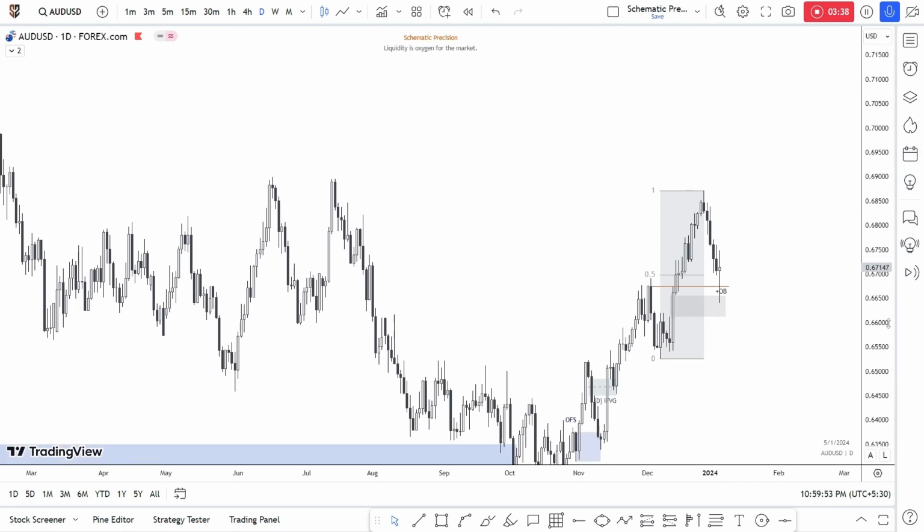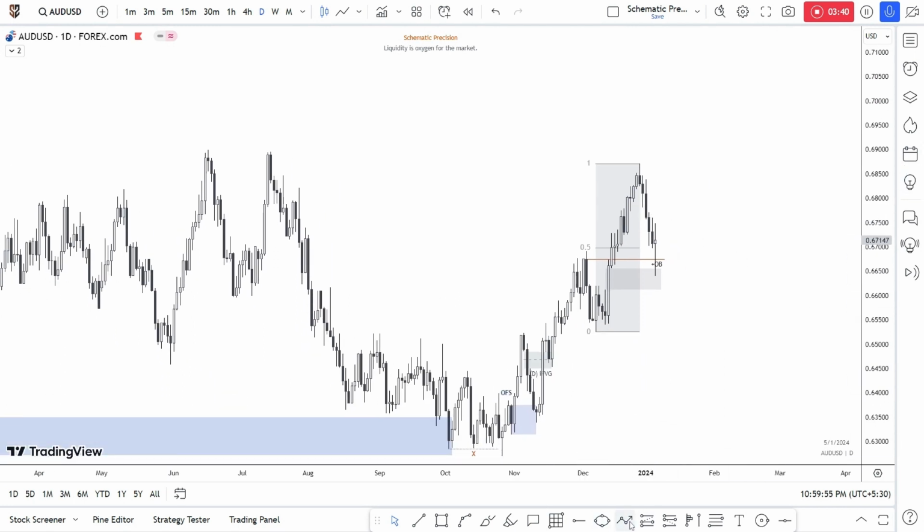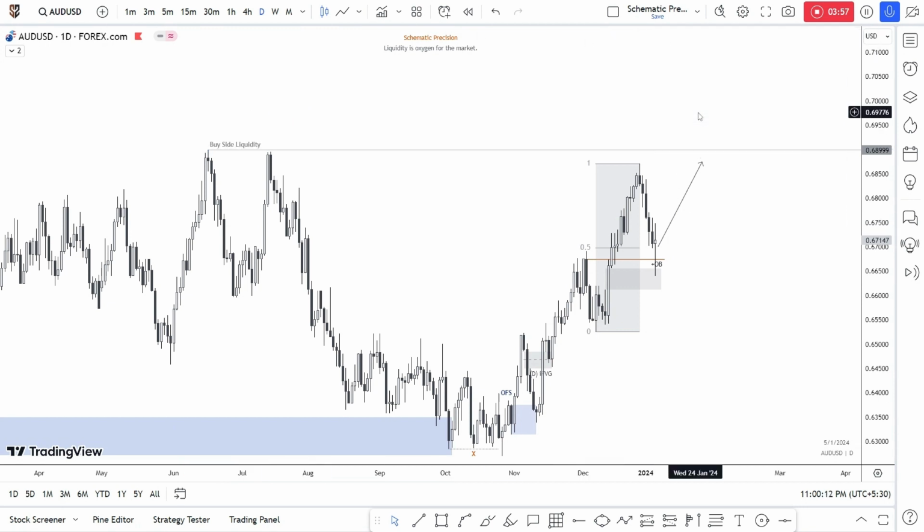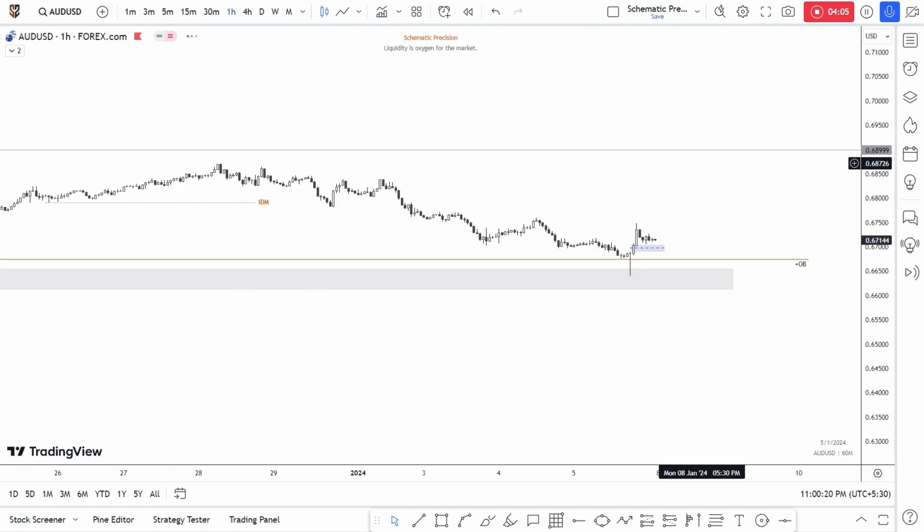So we are building a story here, and market is expecting that. So coming forward, the forecast here is I'm expecting price to continue higher to take this high as a recent liquidity, and above this we have this double top here as a major liquidity point. So I'm expecting Aussie dollar as well to be bullish for the upcoming week. Let's look at the lower time frames.